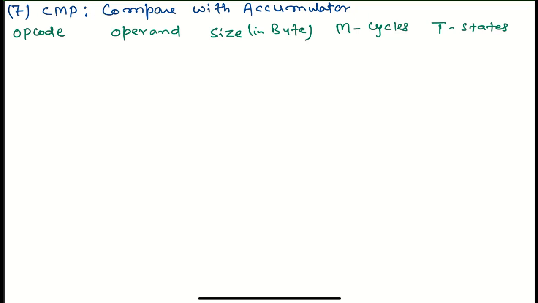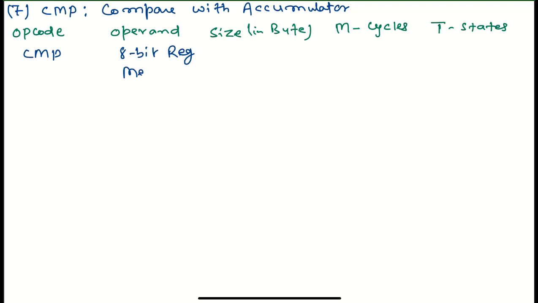Whenever these two numbers are compared, then according to the comparison result, the carry flag and zero flag will show the result. First of all, we'll see the opcode here. The opcode is CMP and the operand will be an 8-bit register or memory. Their size, machine cycles, and T-states we'll see later. Here we'll see the functionality first.